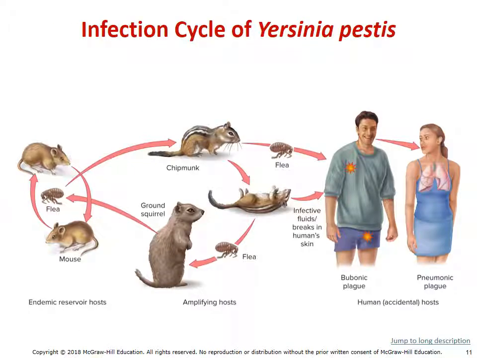So here's this illustration of the bubonic versus pneumonic plague. Notice in this scenario, the vector is actually going to be the flea. The reservoir is going to be the mouse, or any real rodent like a ground squirrel or chipmunk. The idea, though, is the flea can bite the infected reservoir, or host in this case, and then bite a person.